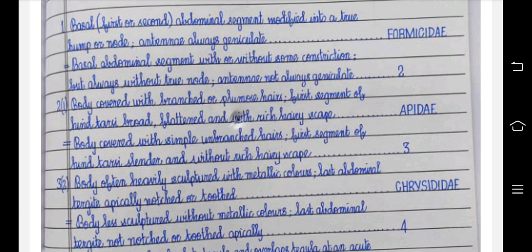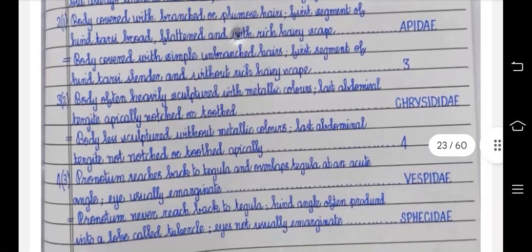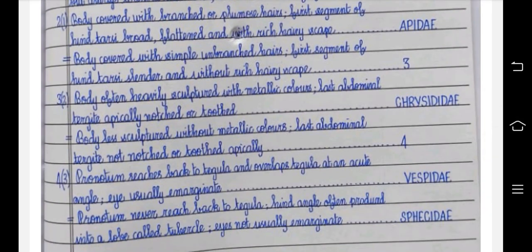Then body covered with simple unbranched hairs. Segments of hind tarsi slender without such hairy scopa. Body often heavily sculptured with metallic colors. Last abdominal tergum fragile, apically notched or toothed. That is Chrysididae. Body sculptured without metallic colors. Last abdominal tergum not notched or toothed apically.